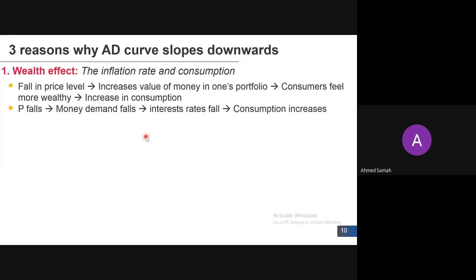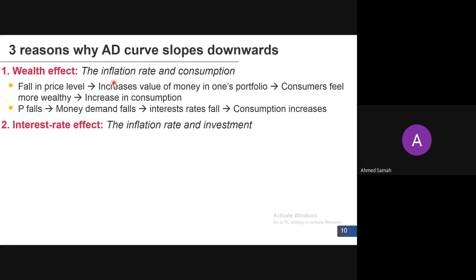So when the prices fall, money demand will fall because with existing money you can buy more goods and services. So when the money demand falls, there will be falling interest rates. So banks will reduce their interest rates, and now it will be cheaper to borrow. Because of that, borrowing and consumption increase again. So these are two routes of the wealth effect and how inflation and consumption are related.